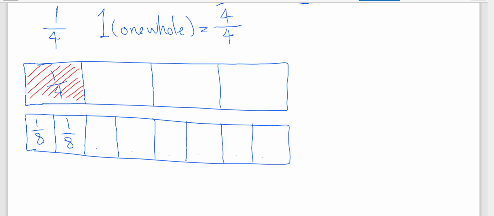So how many eighths is equal to a fourth? Yes, 1/4 equals 2/8. Another equivalent fraction.